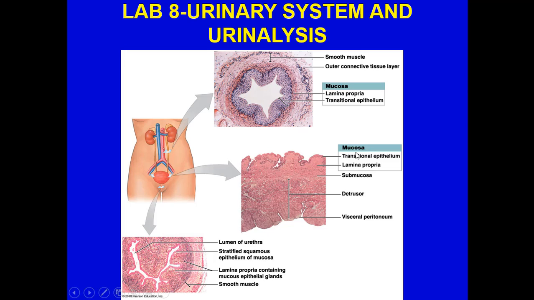When we get to the bladder, we notice that the mucosa here is consisting of, again, transitional epithelium, a lamina propria, a submucosa, and then the detrusor muscle. This is all smooth muscle that will help play a role in squeezing, contracting, and eventually forcing urine out into the urethra. And you can see the structure here.